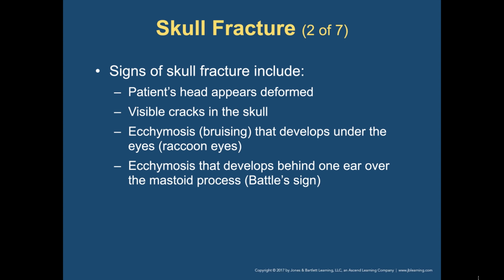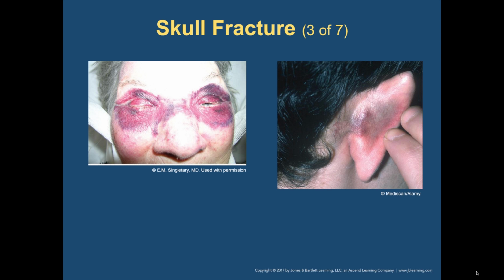Ecchymosis, bruising that develops under the eye. We call those raccoon eyes because it kind of looks like they're wearing a mask like a raccoon. And then ecchymosis that develops behind one ear over the mastoid process, which we call Battle sign. So if you ever hear either of those, we're referring to blood pooling up underneath the skin in one of those two locations. Battle sign behind the ears, raccoon eyes obviously around the eyes. So there's an example. That's a pretty severe case of raccoon eyes. The few times that I've come across those weren't that bad, but it's a good example. And then that Battle sign on the ear, that's pretty common for what it looks like. If you're going to see Battle sign, it's going to look about like that.